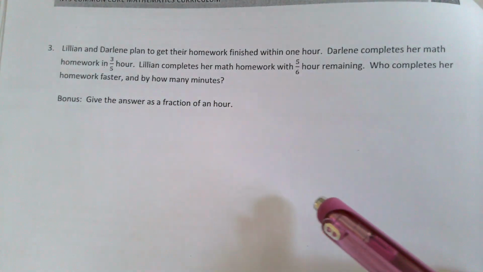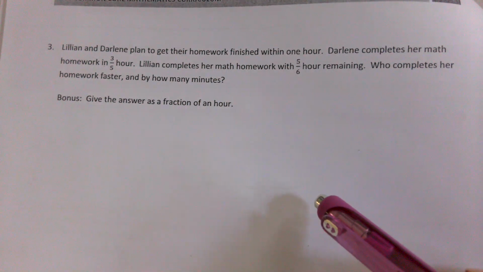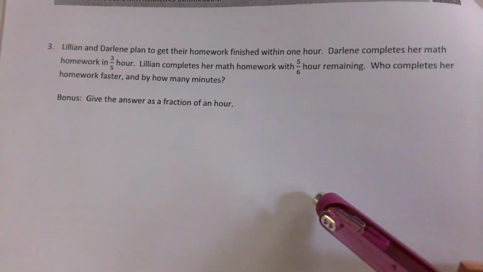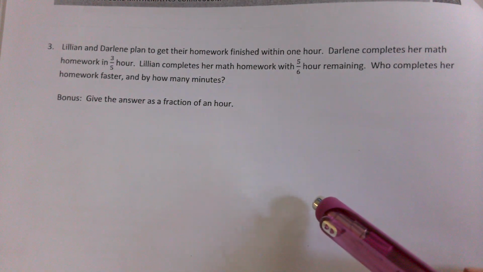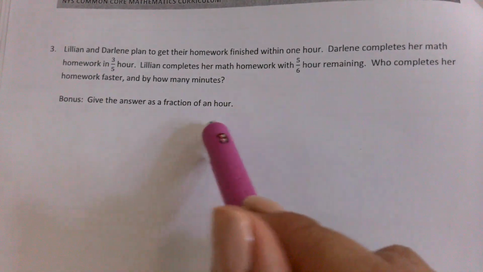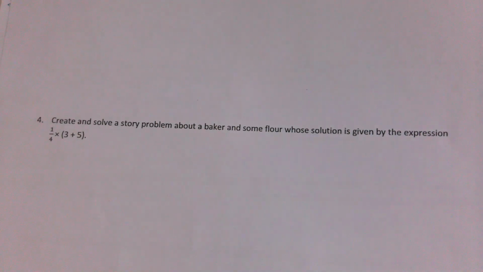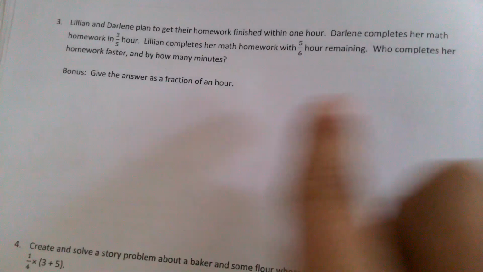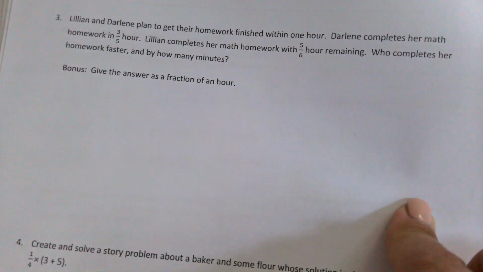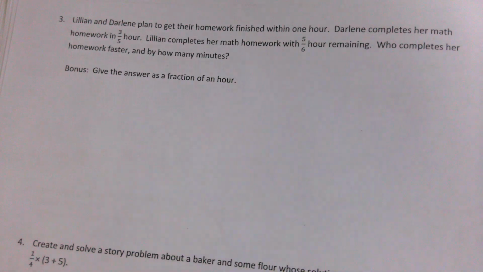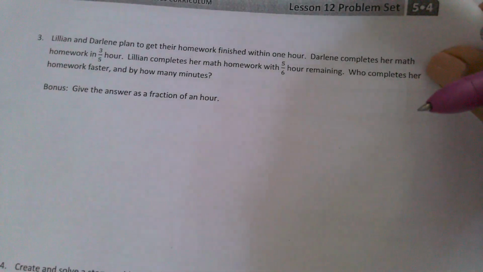Who completed their homework faster? So you have to state either Lillian or Darlene completed their homework faster. That's part of the answer. And then by how many minutes? Now, a bonus is take those minutes and put it in a fraction of an hour. Okay. So this could work easily with a tape diagram. And you could simply use what you know about multiplying a fraction by a whole number.